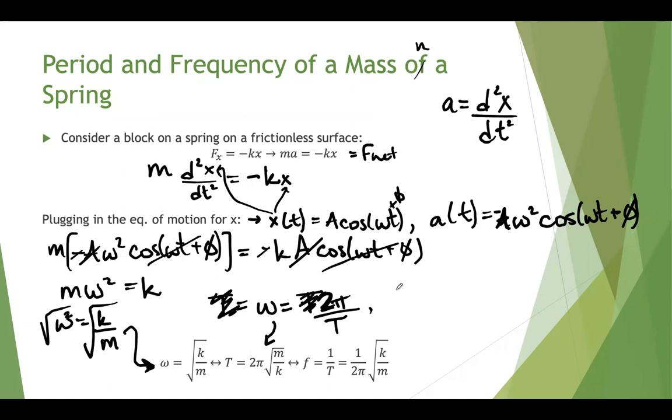Then we remember that f is equal to 1 over T, or our frequency is 1 over the period. So these are the relations that we gathered from looking at a block on a spring. Now we can use all of these equations in order to determine these different terms if we need to.